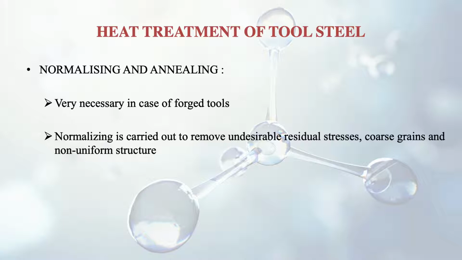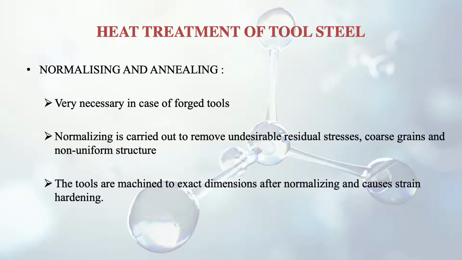Normalizing here is carried out to remove undesirable residual stresses, coarse grains and non-uniform structure. So mostly you see all these processes are meant for removing the residual stresses, and also sometimes the coarse grain structure. Why? Because coarse grain will not form a compact structure, and its strength will be lower. That's why we want to remove coarse grains also, and we want a homogeneous structure.